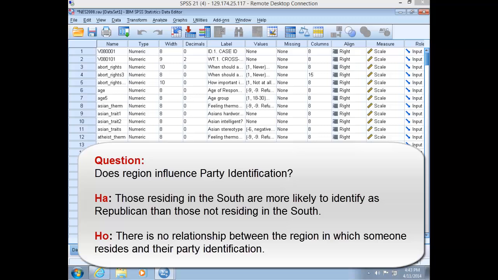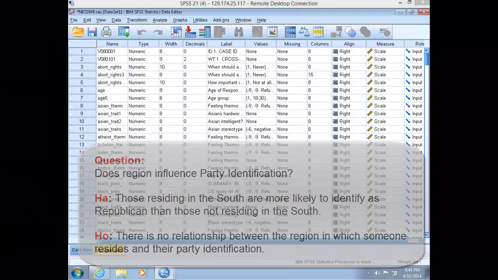Recall from the lecture videos that the hypothesis is a conjectural statement that specifies a directional relationship between two variables. In this case, we are seeking to understand variation in party identification by knowing the region in which someone lives. Based on the research question, we may hypothesize that those residing in the South are more likely to identify as Republican than those not residing in the South. Remember, when we hypothesize a relationship, we actually test what's called the null hypothesis, or that no relationship exists between our independent and dependent variable. A null hypothesis would be residing in the South or not has no effect on party identification.